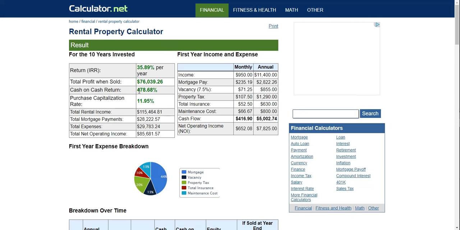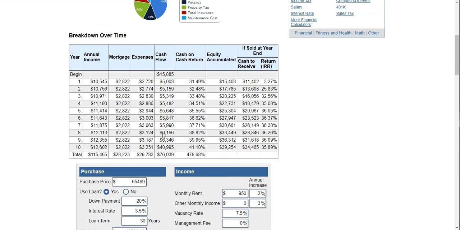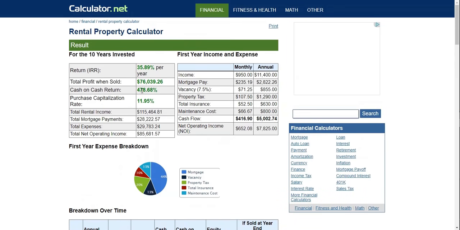Another way to measure return on your investment is the cash on cash return. What the cash on cash return looks at is it measures the annual return the investor made on the property in relation to the amount of mortgage paid during the same year. So again, this is a cumulative cash on cash return over a 10-year period for this property. And you can also see that reflected down here as well. So that number looks pretty good, 478% total cash on cash return. Not bad.